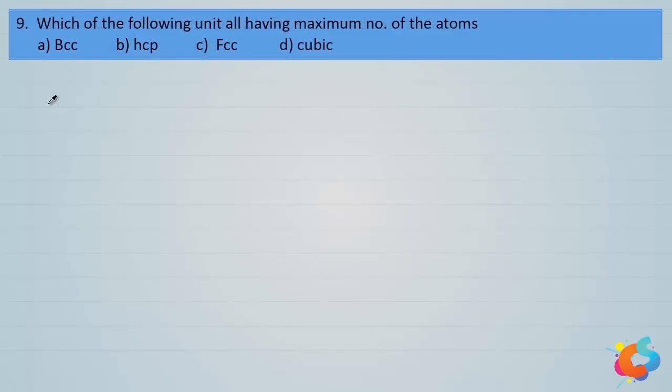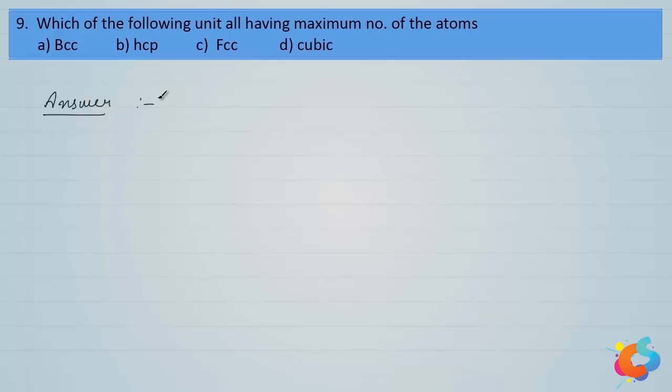The question is, which of the following unit cells has the maximum number of atoms? The given options are A. BCC, B. HCP, C. FCC, and D. cubic. BCC means body-centered cubic lattice, HCP is hexagonal close packing, FCC is face-centered cubic lattice, and cubic is the simple cubic structure.